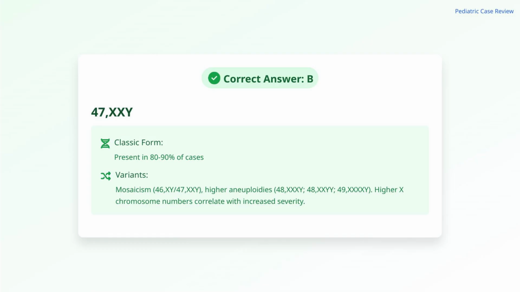Variant forms include mosaicism, where some cells have normal 46, XY karyotype, and higher aneuploidies with additional X chromosomes. Generally, phenotypic severity increases with the number of extra X chromosomes present.